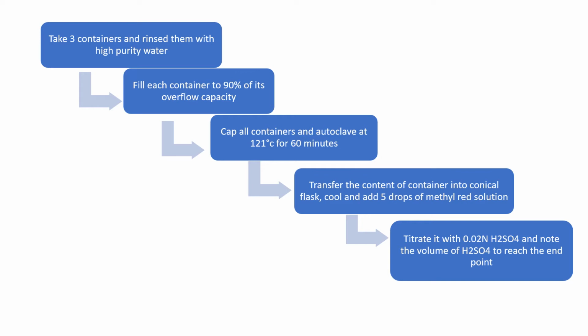Then you need to take out the water contents into a conical flask, cool down, and again add 5 drops of methyl red solution. This is again the indicator. And then the same sort of titration is performed with 0.02 normal sulfuric acid, and the volume of sulfuric acid required to reach the end point of the titration is noted down.